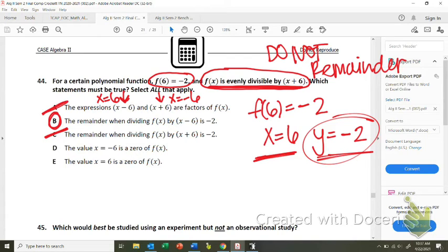Well, that's wrong because when we have a negative, this is right because x equals -6. Well, this comes from x plus 6 right here. Well, it says it's evenly divisible, so that means yes, it is a 0. Now, E is the one that is wrong because when we have a value of x equals 6, we have a remainder of -2, so no, that is not correct.